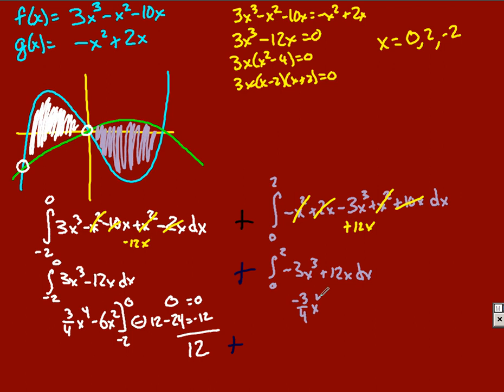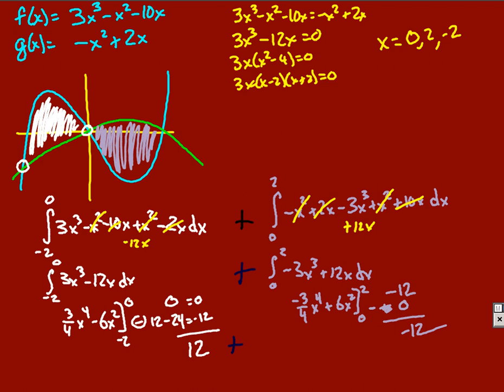Negative 3/4 x to the 4th plus 6x squared. Again, evaluated this time now from 2 to 0. When I plug in the top number 2, I'm going to get, again, 16, which divided by 4 is 4, times negative 3 gives me negative 12. And what I need to do from there is, excuse me, I need to subtract when I plug in 0. And when I plug in 0, I get 0. So I should get negative 12 for this.